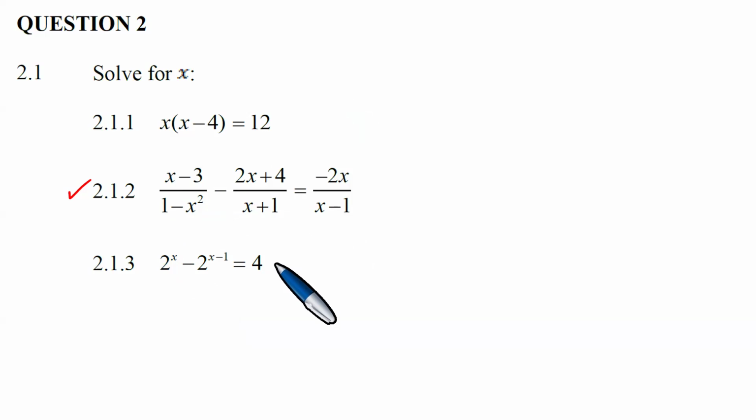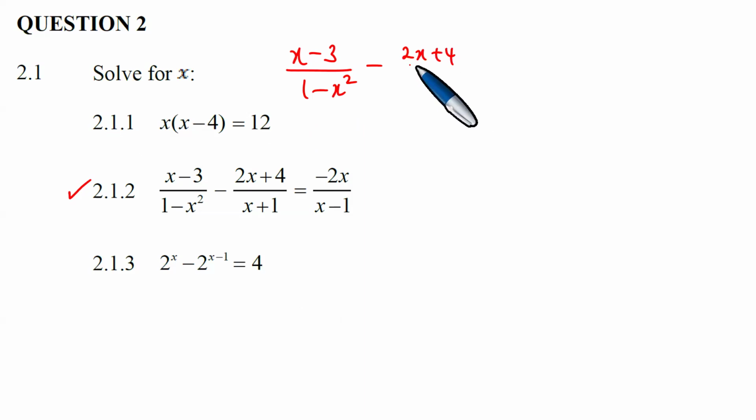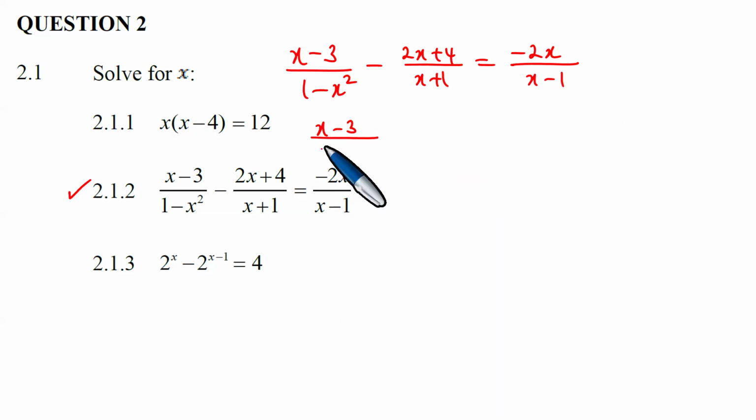And now, to tackle this one, there are a couple of things we need to do. We need to factorize the denominators. So we start off with x minus 3, and we divide by 1 minus x squared. We have minus 2x plus 4, you divide by x plus 1. And this is minus twice x, you divide by x minus 1. This is x minus 3.